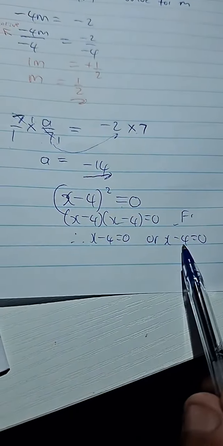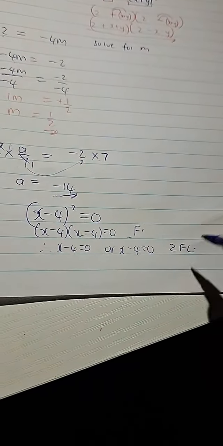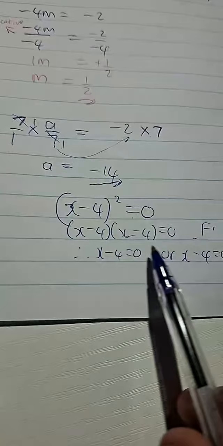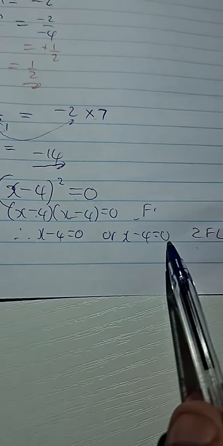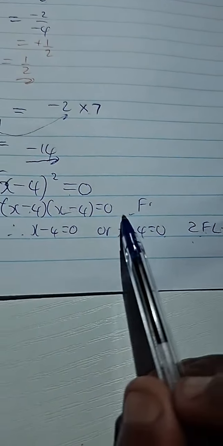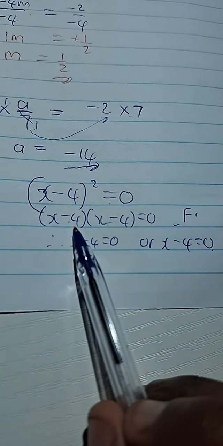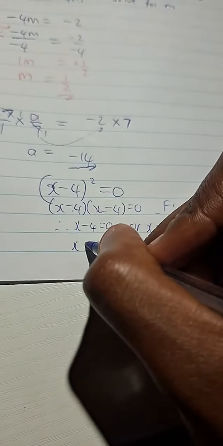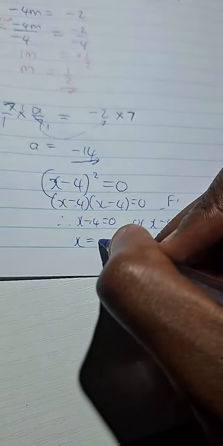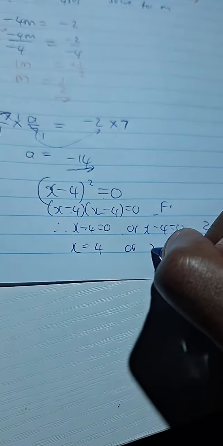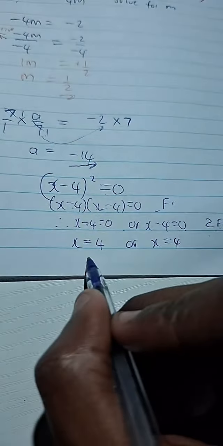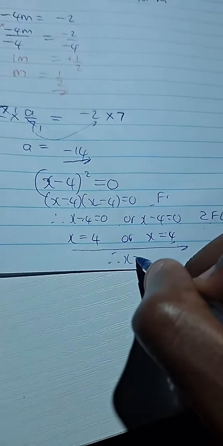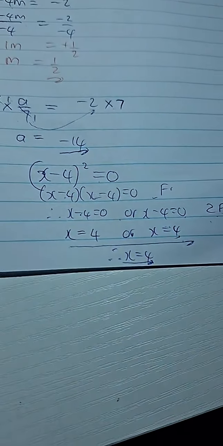Now from both situations, here we are applying what I call the zero factor law. Once we have the factors in brackets, we apply the zero factor law. You take the 0, you equate it with x minus 4. You take the other x minus 4, you equate it to 0. Then you solve the linear equation. You take the negative 4 over, you get x is equal to 4, or x is equal to 4. But you see, guys, this is one answer. In essence, the answer is 4. X is equal to 4.